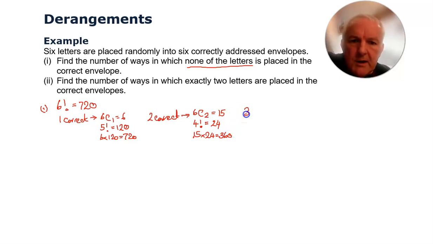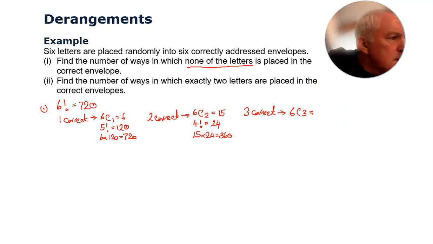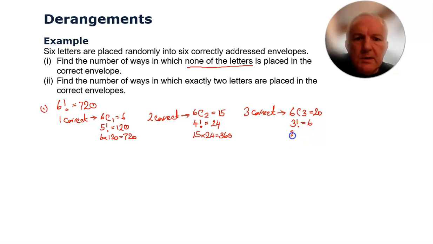And then 3 correct. And again, there are 6 letters. I'm choosing 3 of them to be correct. 6C3, just remind myself what that is. That's 20. And that leaves 3 which are wrong. 3 factorial is 6, and 20 times 6 is 120.